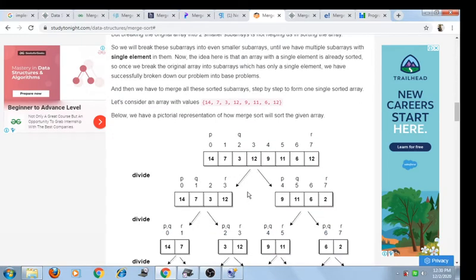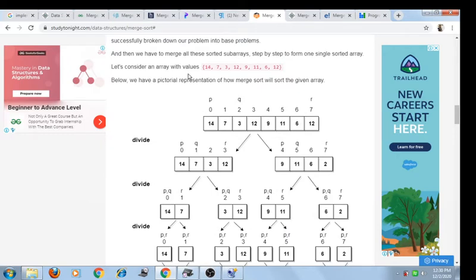Let's consider an array with values. Suppose the array contains the values 14, 7, 3, 12, 9, 11, 6 and 2. So the pictorial representation will be like that. Suppose this is the array; it contains 8 elements, indexed 0 to 7. Now we can find the mid of this array. Mid means the middle of this array.